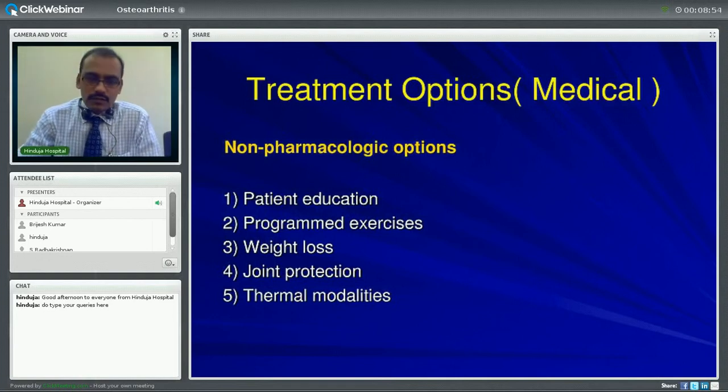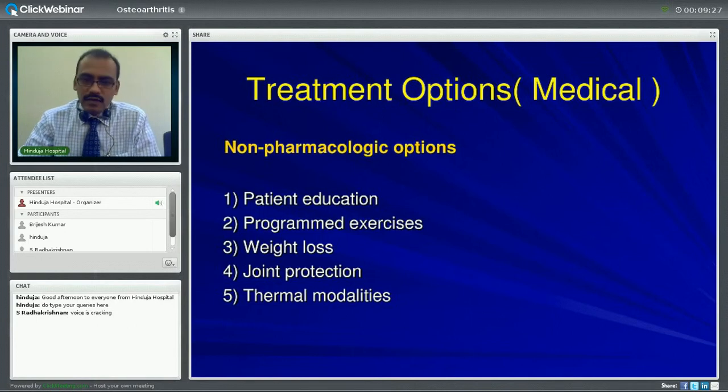What can we do to manage this problem, which most age-related patients suffer from on a daily routine basis? There are various treatment modalities available. There is always a question in the mind of patients suffering from osteoarthritis: whether I will need surgery, whether I can be treated with medication, what I have to do to prevent the arthritis, and what are the medical modalities available.